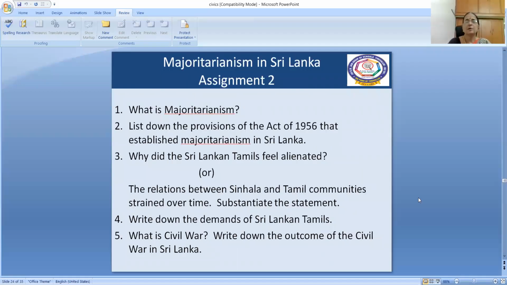So this is the assignment for the majoritarianism in Sri Lanka topic. Make a note and we will submit before the next session.